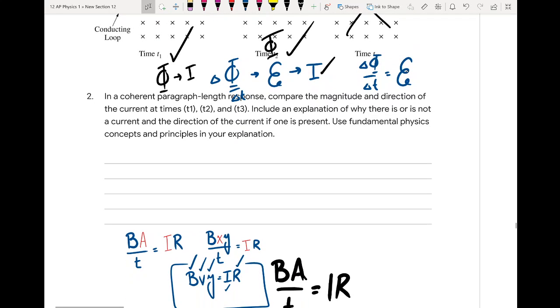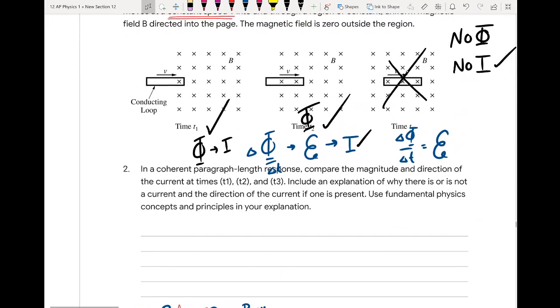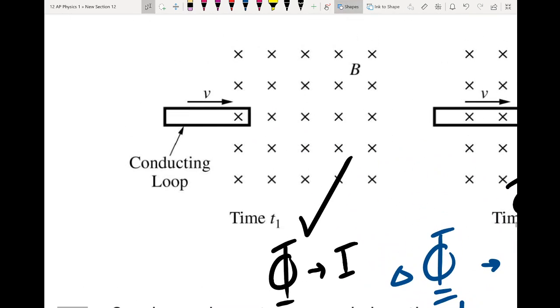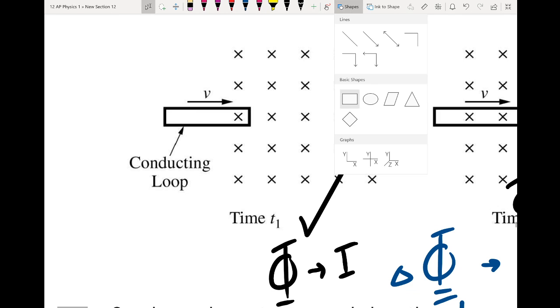So now the final thing that we want to look at is the direction, if there is one present. We can do that pretty straightforwardly. That's probably our easiest part of what we have going on here.